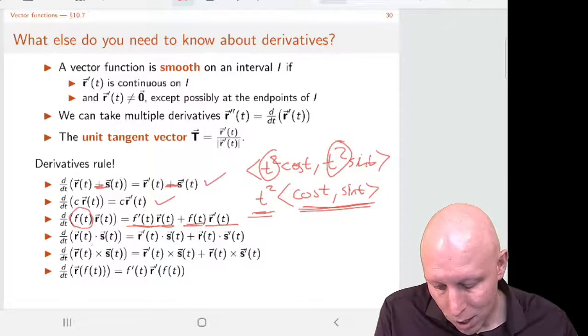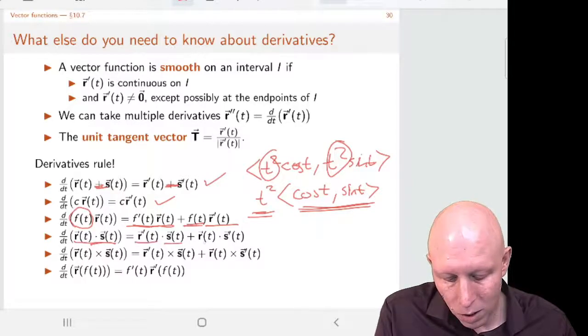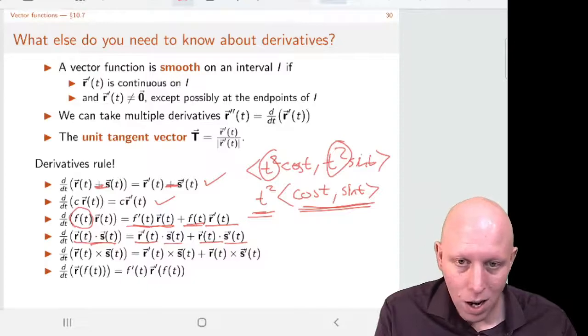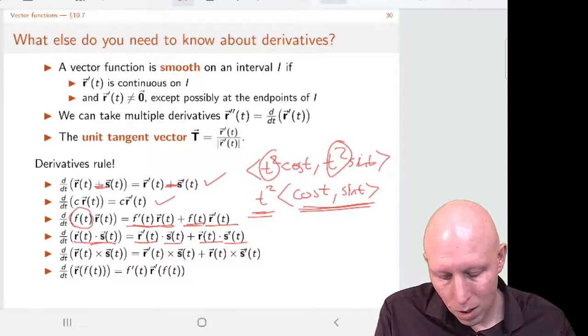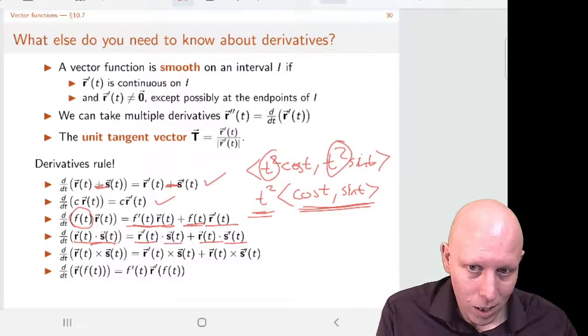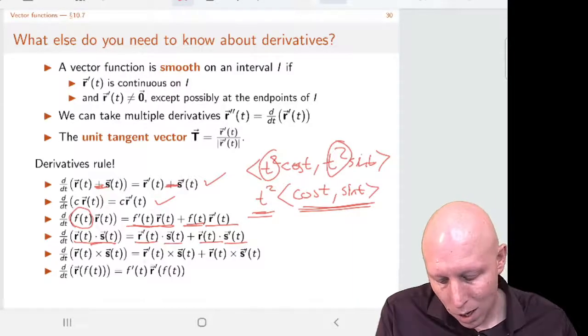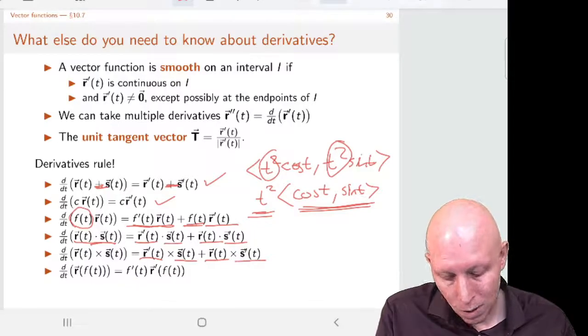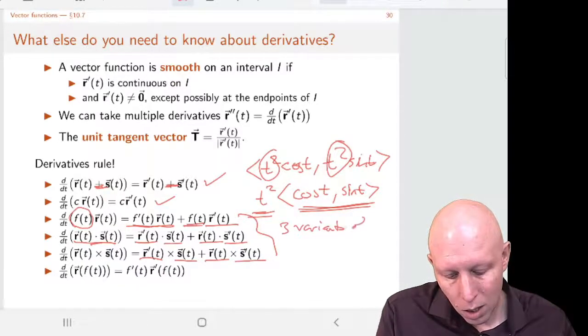Similarly, if you have a dot product between r and s, you have a similar product rule that we're used to: r primed dot s plus r dot s primed. And the cross product too. The derivative of r cross s is r primed cross s plus r cross s primed. Right, so these are three variants of the product rule.